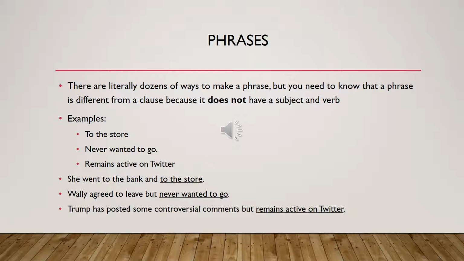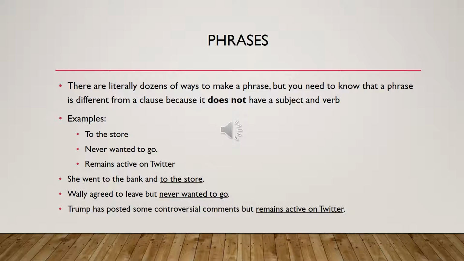All right, now let's talk about phrases. There are hundreds of phrases in the English language. Just about anything can be a phrase. But the difference between a phrase and a clause is a phrase does not have a subject and verb. For example, to the store. Never wanted to go. Remains active on Twitter. These are phrases because to the store does not have a verb. Never wanted to go doesn't have a subject. Remains active on Twitter doesn't have a subject. Right? So you can move these around in a sentence, but they're not clauses. There's no subject and verb, but they are definitely a part of a sentence and can be important.